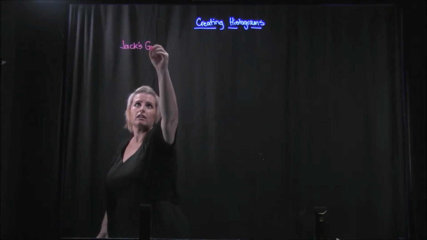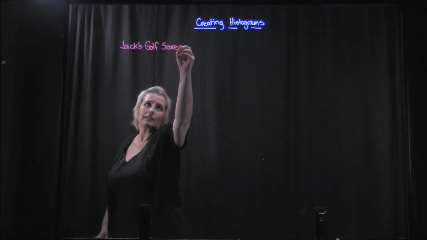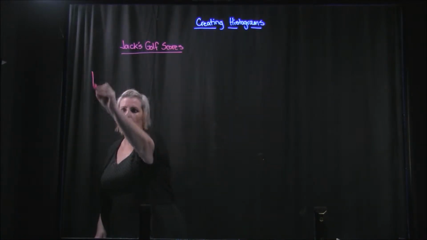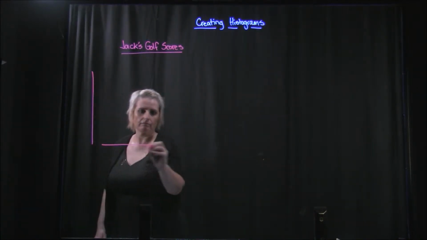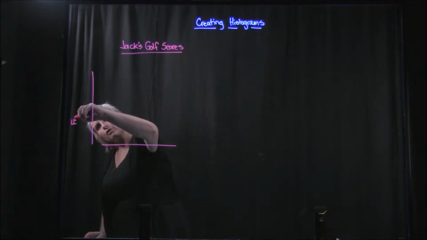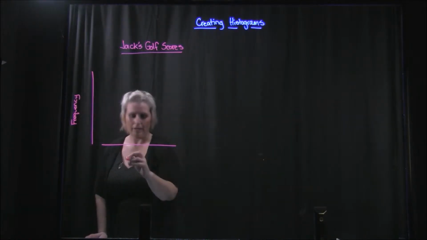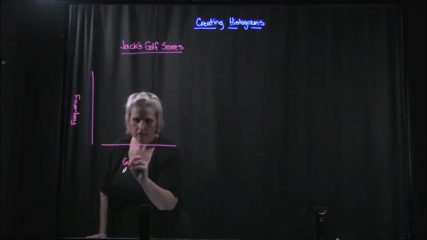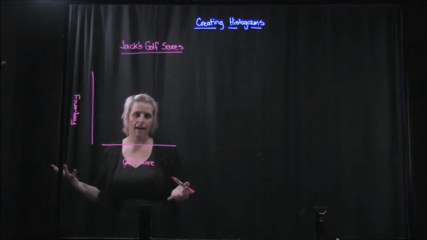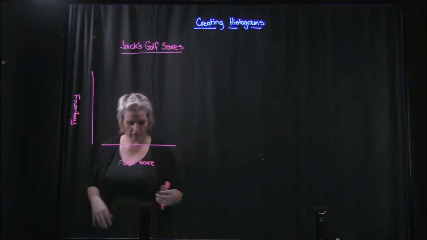Just like a regular column graph, we need a title. And then from there, we can draw our axes and label those. Our y-axis is always frequency, and our x-axis is our independent variable, so the data that we're gathering.